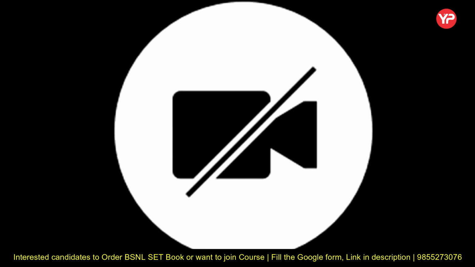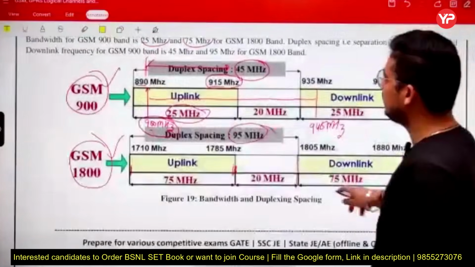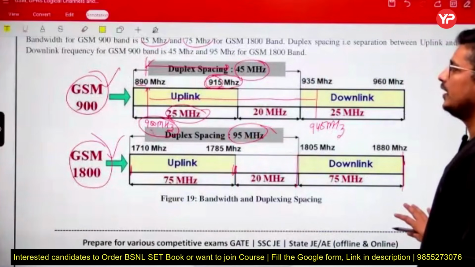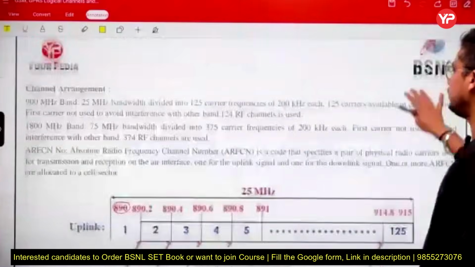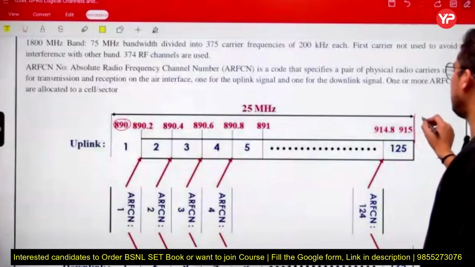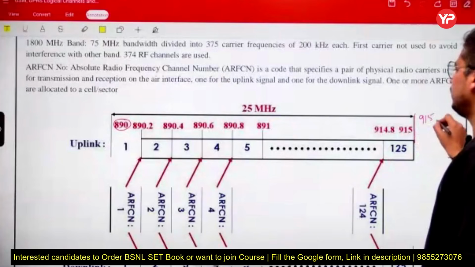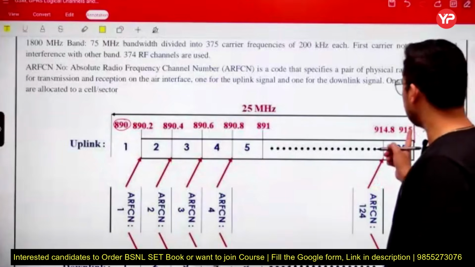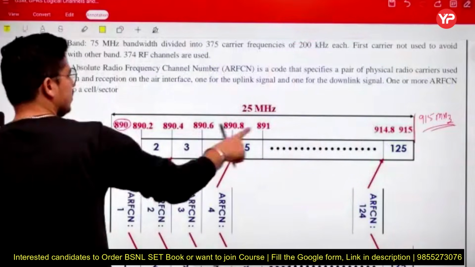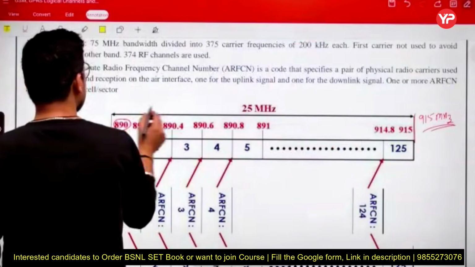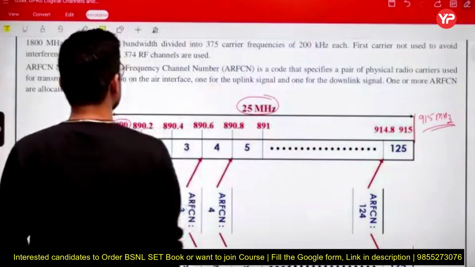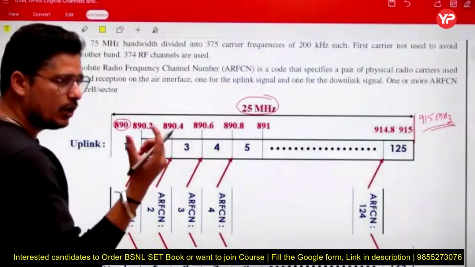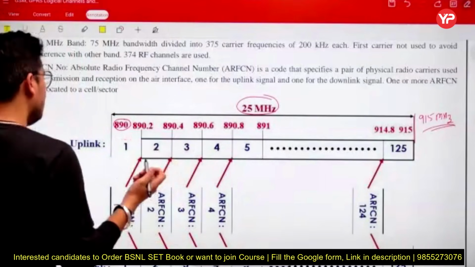935 to 960. No, I'm talking about this frequency, the upper frequency here. First we are talking about the uplink frequencies, 890 to 915. The last frequency is 915 megahertz. So basically what happens here is that we divide this frequency range, that complete range of 25 megahertz, into 200 kilohertz channels.